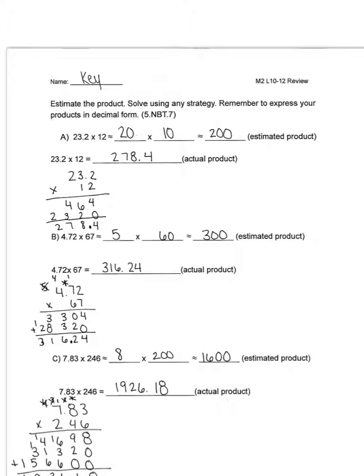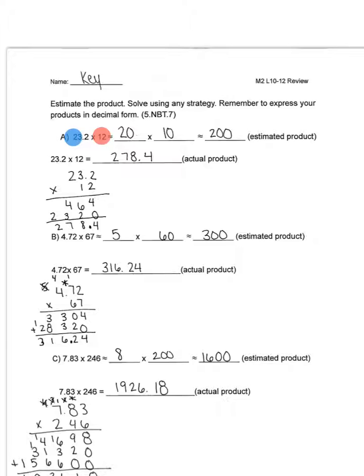So A, they first want us to estimate. So that's what those little squiggly lines mean. 23.2. If we look at it, 23 is our whole number, and you want to make sure you're looking at the number before the decimal. So 23 is going to become 20 because it's closer to 20 than it is 30. The 12 is going to become 10 because it's closer to the 10 than it is 20.